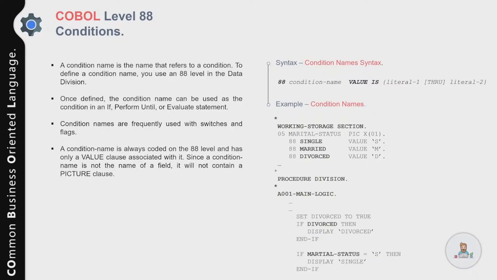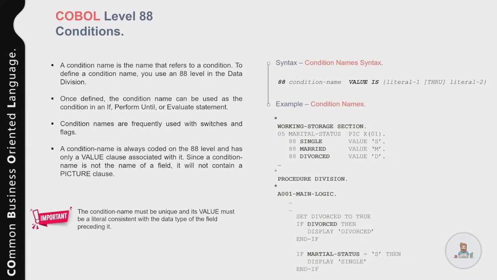And all these three condition names are defined at level 88. And we're going to use them directly instead of using the marital status variable in our logic. If you look at the procedure division, we have a paragraph A001-main-logic. In the first condition, in order to print divorce as a message, we have used the condition name divorce. So we have used: if divorce, then display the message divorce, end-if.